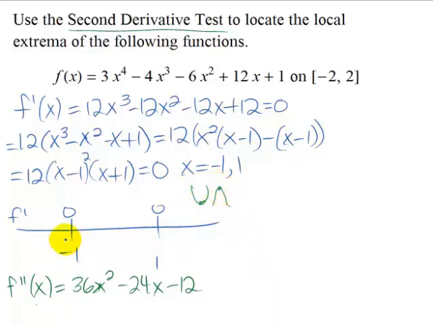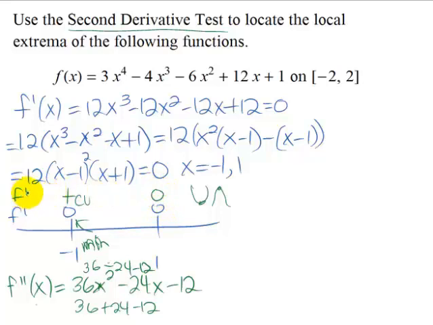So let's figure this out at -1. If I put a -1 in here, by the time I square it, I get 36. It would make this one plus 24 minus 12. And the big thing I care about is it's positive. So I know it's concave up right here. And so this tells me that this is a local minimum, because we've got a critical number and our graph is concave up. Now looking at 1, I would have 36 minus 24 minus 12, which is 0.